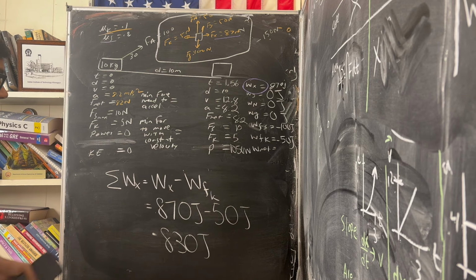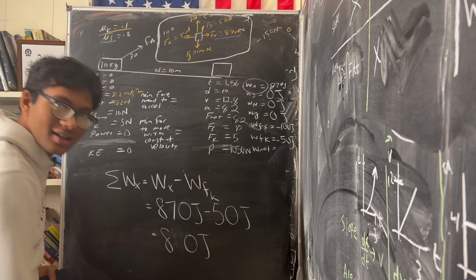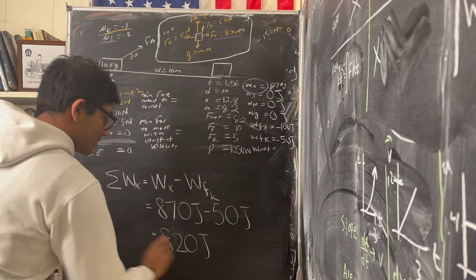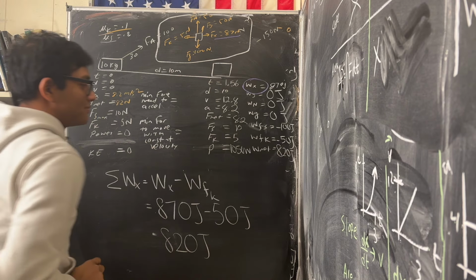What? Yeah. 20. No. 20. Oh, sorry, 820. Can we cut that out? Hey, it's not about the mistakes. It's about the arithmetic. It's a learning thing.